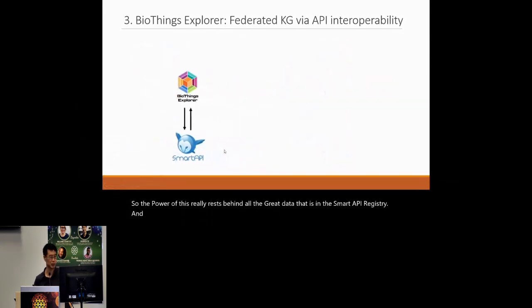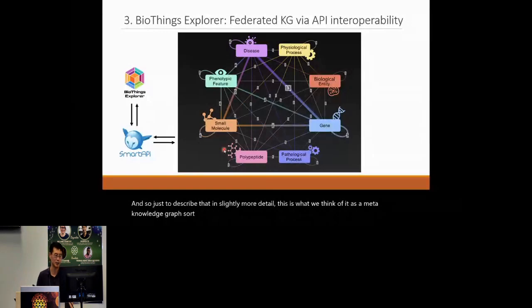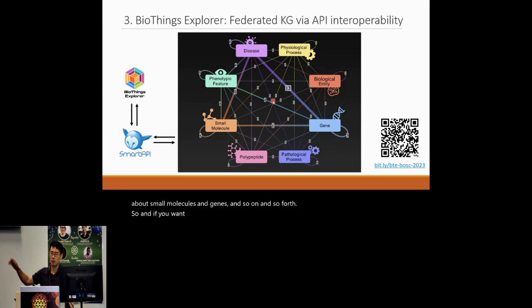And so just to describe that in slightly more detail, this is what we think of as a meta-knowledge graph, the most common relationships among the APIs in the SmartAPI registry. In total, there's about 58 APIs that have sufficient semantically precise metadata to be able to be called by BioThings Explorer. And for example, there's 13 different APIs that give us information on the relationship between genes and diseases, 8 APIs that give us information about small molecules and genes, and so on and so forth. If you want to learn more, my colleague Jackson Callahan gave a fantastic talk last year, and the link to their talk is there at BOSC in Lyon.